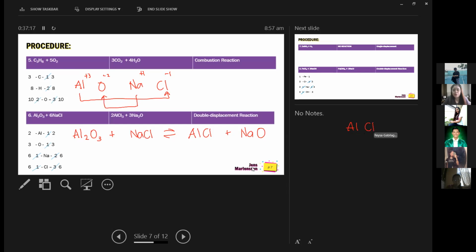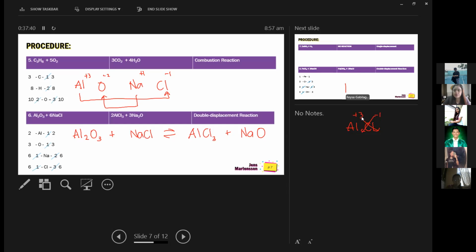Let's check whether we really need a subscript or not. Again, aluminum is positive 3, chloride is negative 1. So this is not equal to 0, which means we need to do the crisscross. Aluminum will have 1 and chlorine will have 3. This is the correct chemical formula for aluminum chloride.